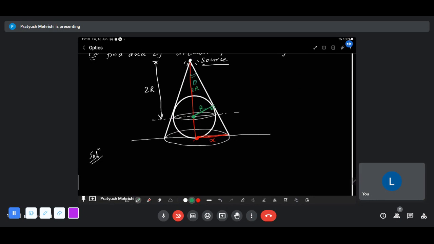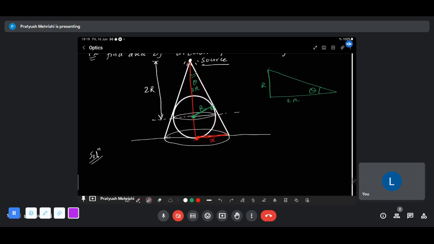This angle is theta. Now we have two triangles. This is our first triangle. This is r, this is 2r, and this is our hypotenuse. Angle here is theta. Similarly, we have one larger triangle, this triangle we are having here.